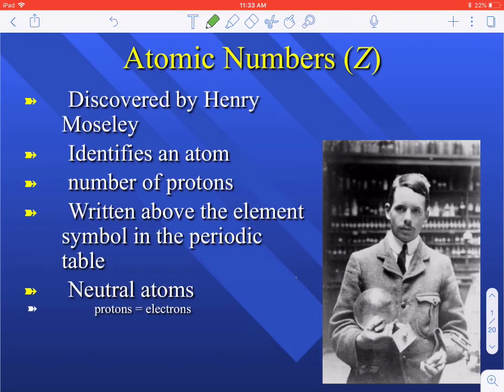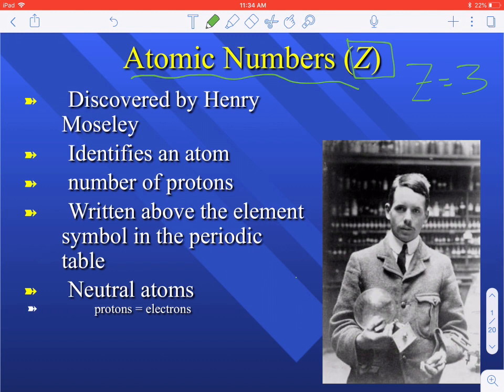Hey everyone, we looked at the basic structure of an atom. Now let's talk about one part of that atom in particular. We're going to talk about protons. So protons help us define something called the atomic number. The atomic number we call Z. So if you see Z equals 3, that means we have 3 protons in that atom.